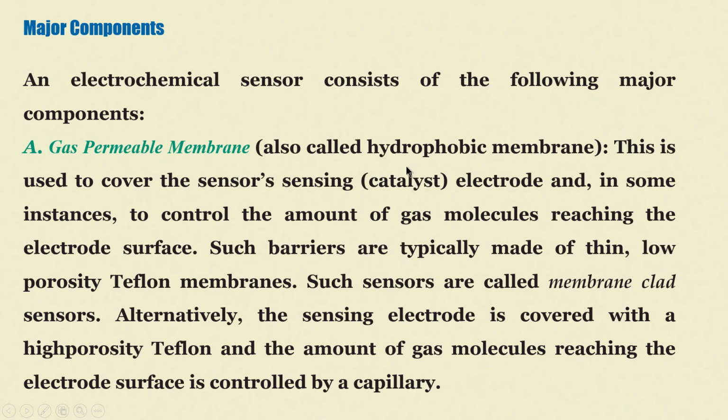So, it has to be a hydrophobic membrane, that is to cover the sensing electrode, and in some instances to control the amount of the gas molecules reaching the electrode. Such barriers are typically made of thin low porosity Teflon membrane, and some other biological membranes also can be used, and since only membranes are used for such purposes, they are all called membrane clad sensors.